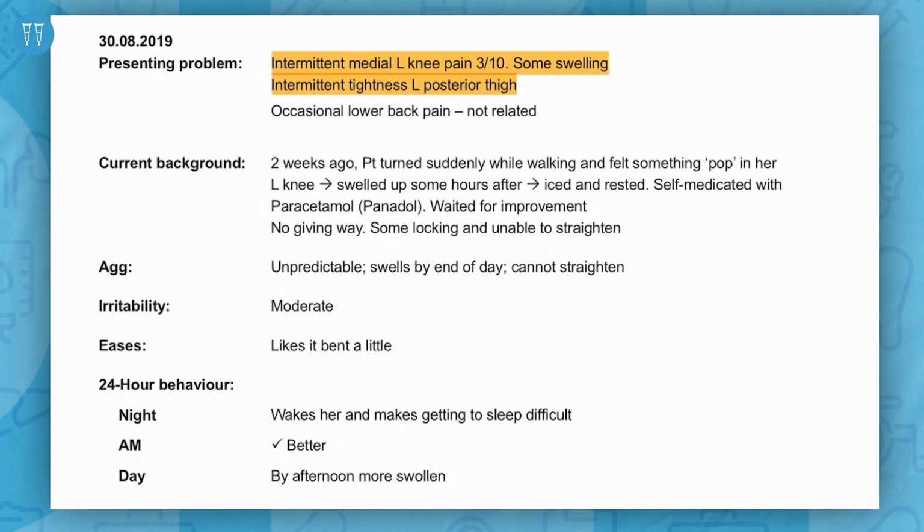From the current background, I notice how the current pain started. So something happened while the patient was walking 2 weeks ago, and since then she has taken some measures to improve the situation, taking Panadol and resting. But there hasn't been any improvement and she's still finding some locking and unable to straighten.